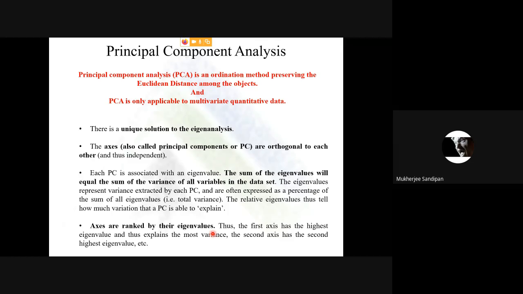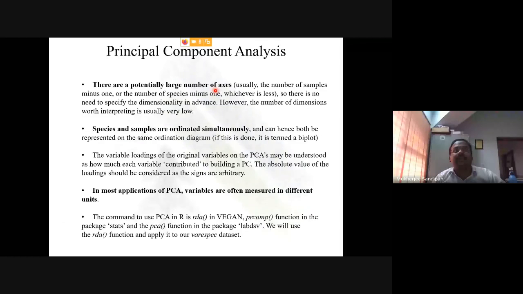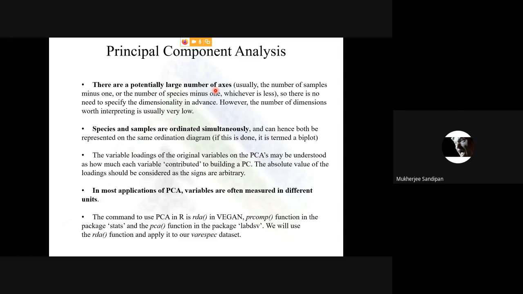The first eigenvalue corresponds to the first PC, and the second eigenvalue corresponds to the second PC. There is potentially a large number of axes, depending on the dimension of your matrix. Species and samples are coordinated simultaneously. In most applications of PCA, variables are often measured in different units. So that is very important. When you do PCA, you have to do a kind of scaling of your data set. Unless you do the scaling, your PCA can give biased output.